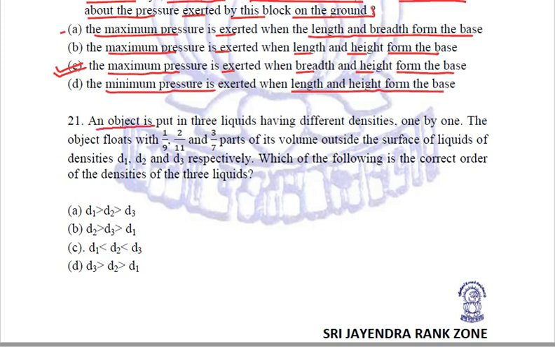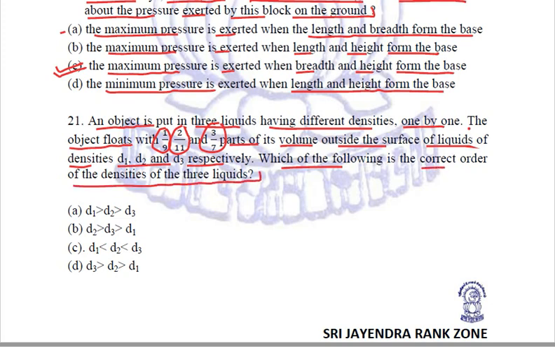An object is put in three liquids having different densities one by one. The object floats with 1 by 9, 2 by 11, 3 by 7 part of its volume outside the surface of liquids of densities D1, D2 and D3 respectively. Which of the following is the correct order of the densities of the three liquids? Exactly the same question, question number 1 of our today's class.